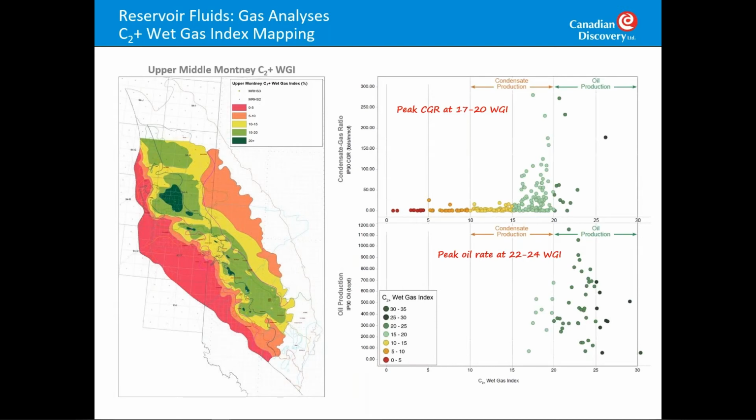The map on the left is an example of a C2 plus wet gas index map, while the graph on the right shows an example of how these values support observed liquids production. This data is from a series of upper Montney horizontal wells where production is relatively well reported. Wet gas index is on the x-axis, condensate gas ratios are on the upper y-axis, and oil production is on the lower y-axis. At around 10%, or the yellow data, condensate production increases and is significant by around 15%, or the light green data. By around 20%, or the dark green data, the condensate production drops off and the wells are producing oil.